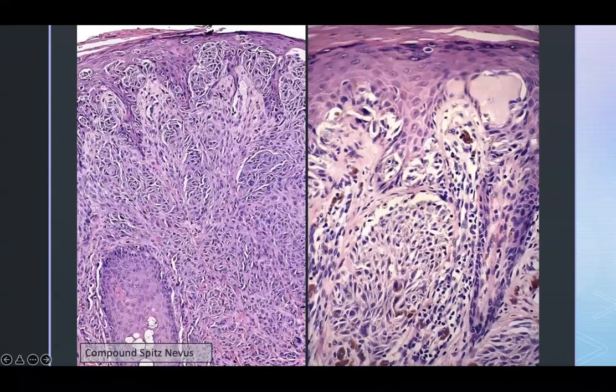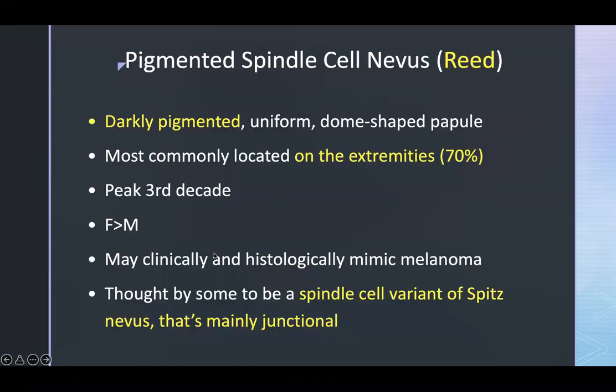Compound Spitz nevi can show the same epithelioid enlarged nests, even some areas of pagetoid spread, retraction. But the dermal component is sometimes large to where it becomes a sheet-like growth pattern, a little bit of an ill-defined nesting pattern, and you can find scattered mitotic figures in here as well.